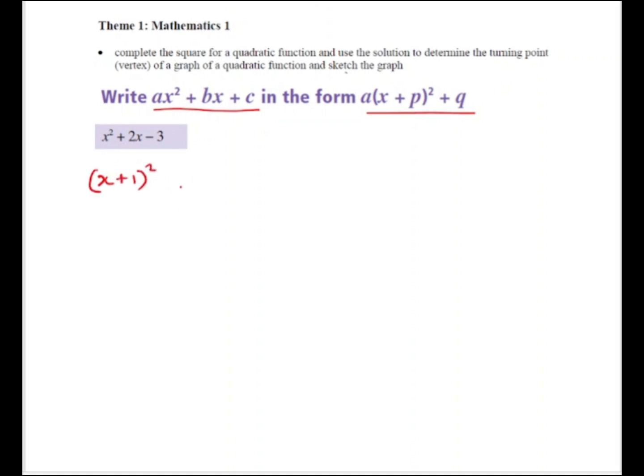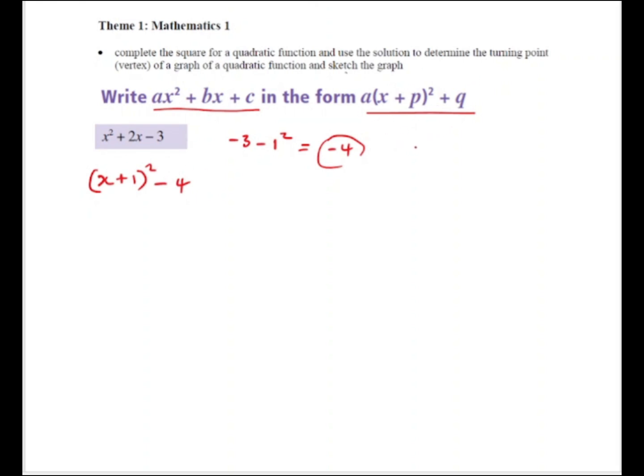To get what will be outside here, we take the last number, minus 3, and we subtract the square of this inside number, which is 1 squared. Obviously this is going to give us negative 4. So this is what's going to be outside. It's negative 4. So we are done writing it in that format.